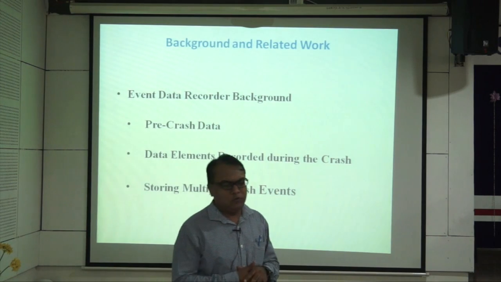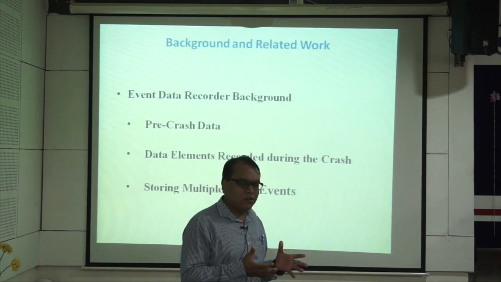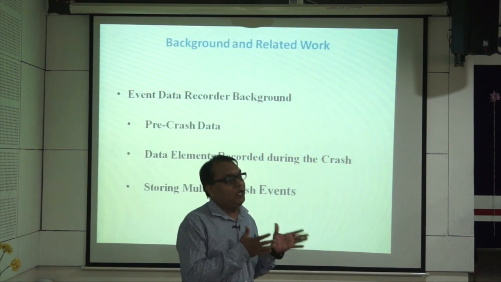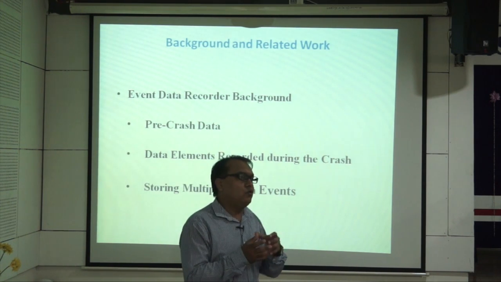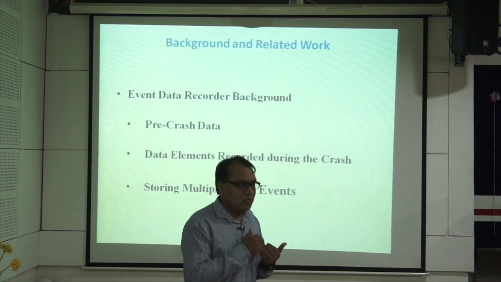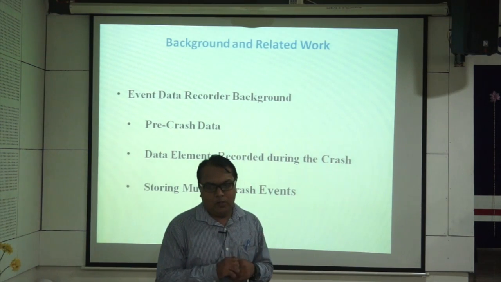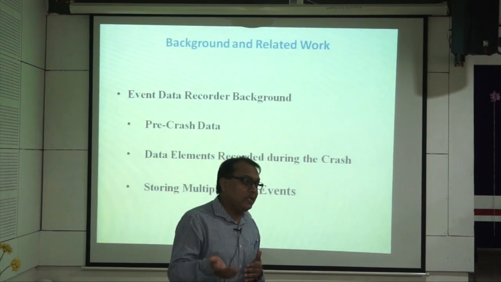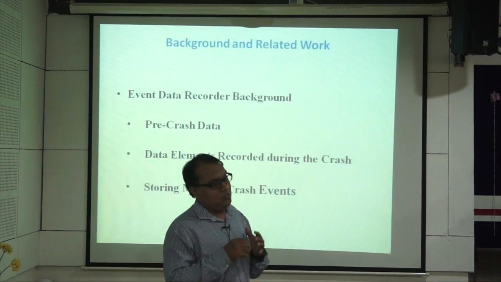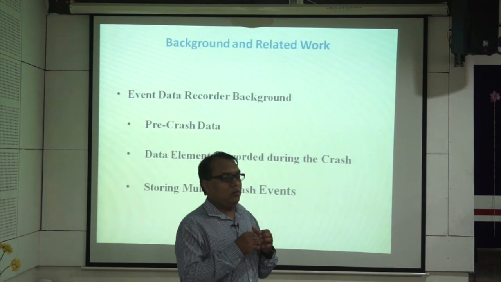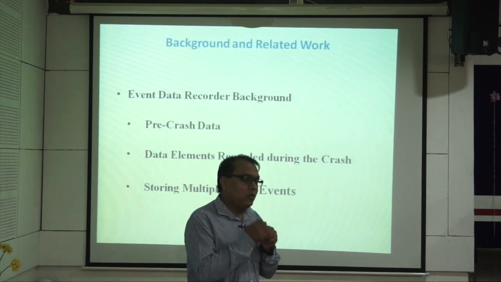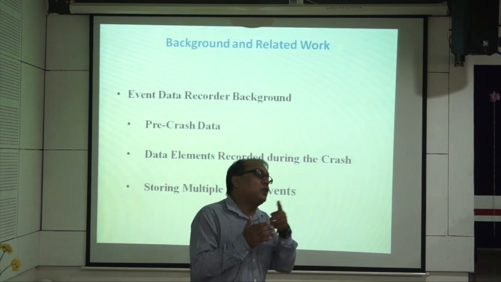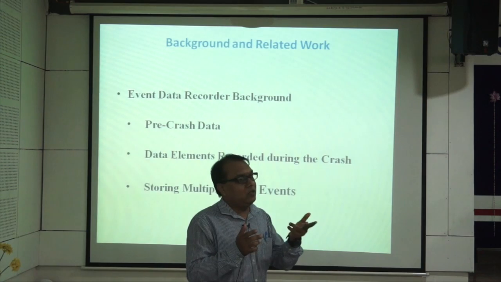There are a lot of types of event data recorders. Some event data recorders record only the pre-crash data. Just prior to the accident, 5 seconds or 20 seconds of data is fetched and recorded. Some data recorders record during the crash and some record after the accident. Some also record multiple events. For example, if one vehicle collides with one object and after that collides with some other object, it records two events.